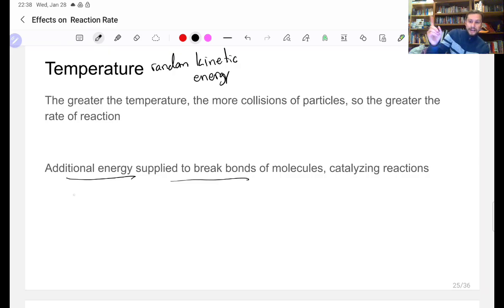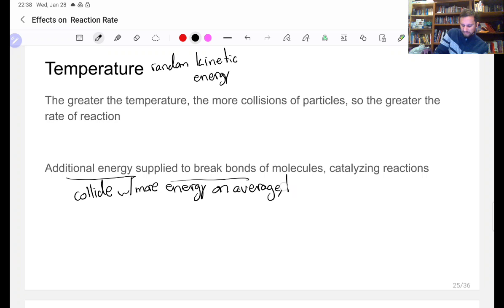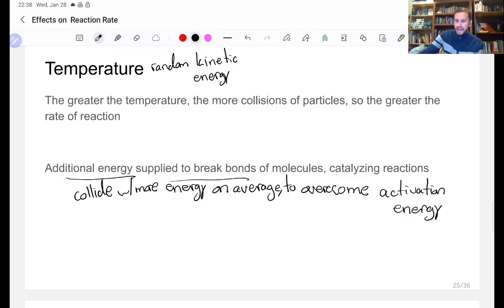So in other words, I would add this. They collide with more energy on average to overcome activation energy, okay? Because there needs to be enough energy of the particles for the activation energy to be overcome, right? Which is the energy of that transition state.